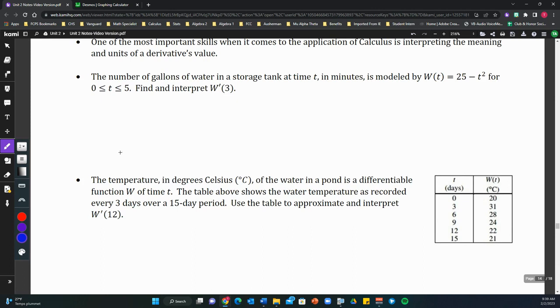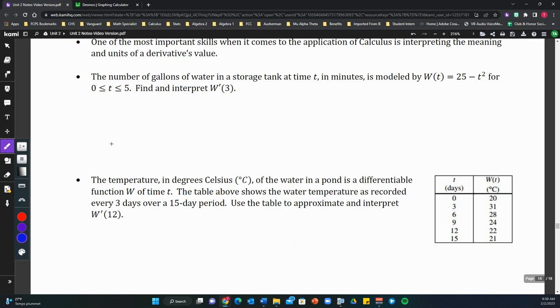We're going to take a look at a few different examples here of just calculating the value and then interpreting it. For this first one, it says the number of gallons of water in a storage tank at time t in minutes is modeled by the function w of t equals 25 minus t squared for the interval of values 0 to 5 for t. We want to find and interpret w prime of 3.